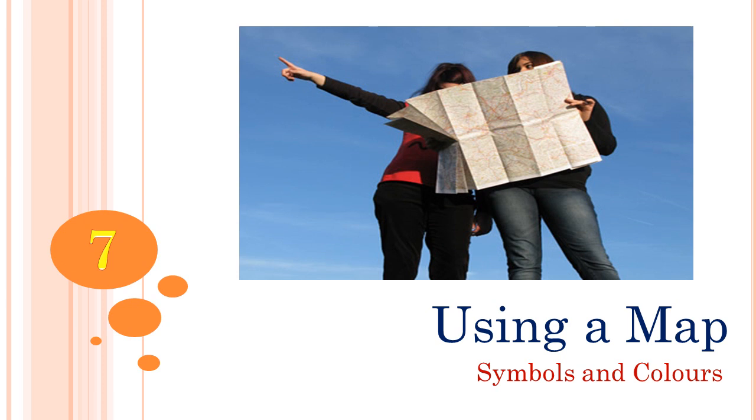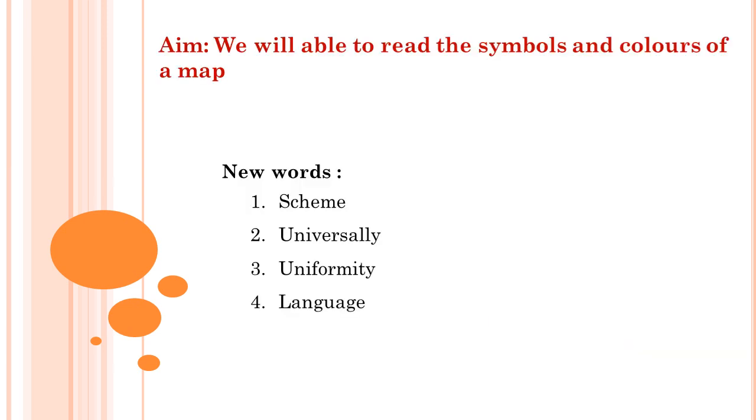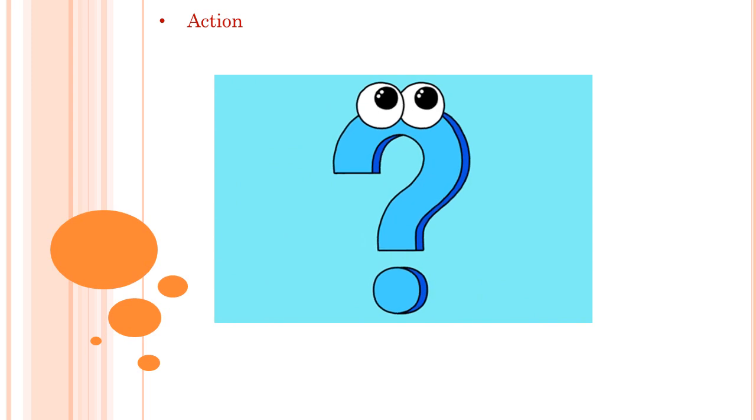Today we will continue with our blog using a map and learn about symbols and colors used in a map. We also learn some new words like scheme, universally, uniformity, and language. Children, it's time for some action. I will ask some questions and you have to think about their answers.